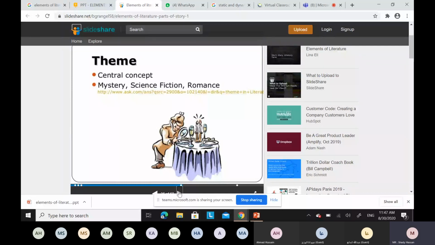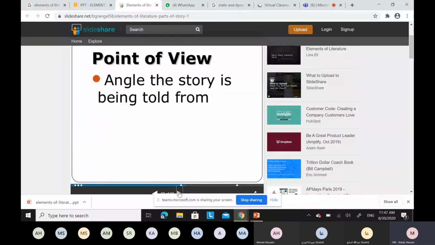Then we revised the element theme. We said that the theme is the central idea or the moral lesson. The point of view is the angle the story is being told from. Sometimes we want to know who's telling the story. For example, is the character inside the story? Is it someone who is not one of the characters? Not to muddle up, we've got to know the point of view, which is the angle the story is being told from.